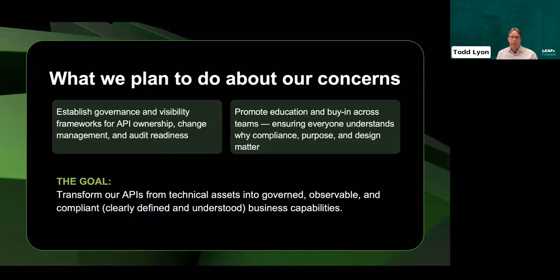So in general, this involves establishing governance and visibility frameworks for API ownership, change management and audit readiness for our releases, for our new versioning. And then we want to promote education and buy-in across teams, ensuring everyone understands why compliance, purpose, and design matter, and why some of those stipulations I put out there matter to the developers. So our overall goal is to transform our APIs from technical assets into governed, observable, and compliant business capabilities. And of course, we want to make sure everything in our organization is clearly defined and understood.